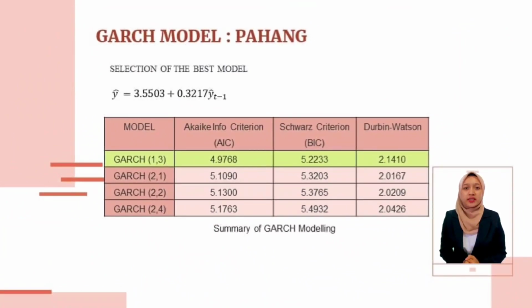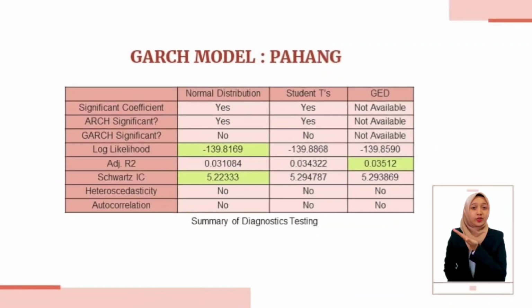The best model is GARCH 1.3 because it also has the smallest value of AIC, BIC and Durbin-Watson also near to 2 compared to other models. Regarding this table, we also choose the same criteria which are the highest value of log likelihood and adjusted R squared and the lowest value of AIC. Hence, regarding all criteria, the normal distribution model is the most suitable for Pahang.